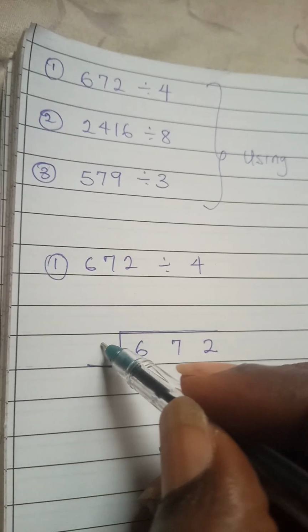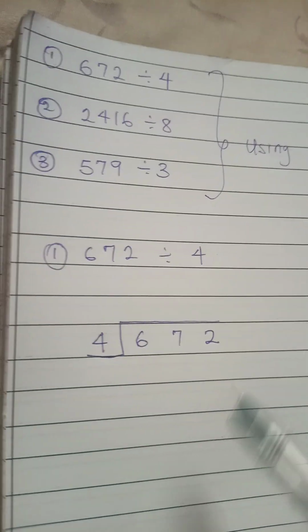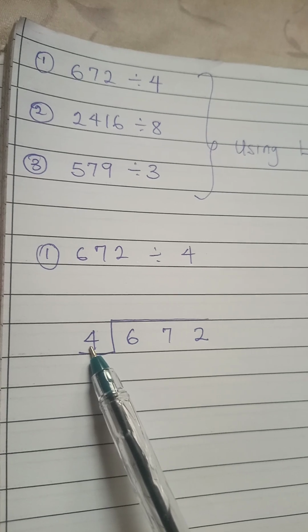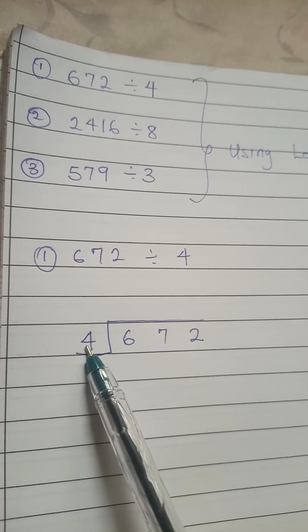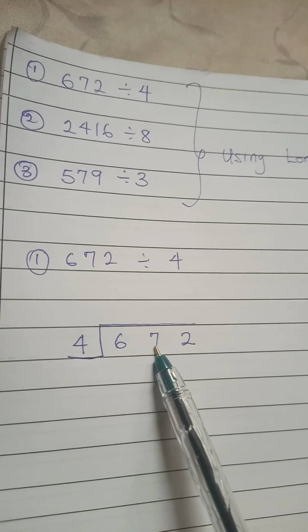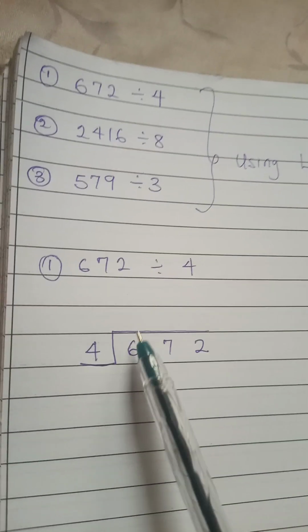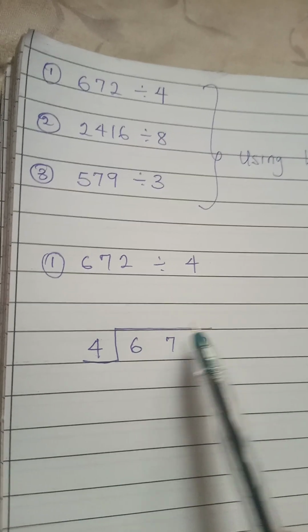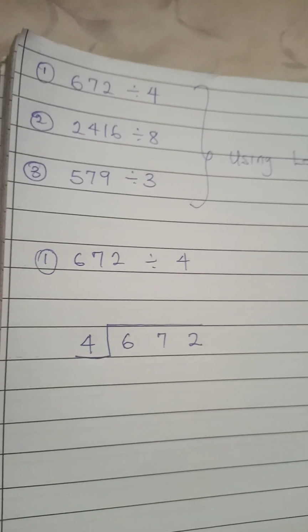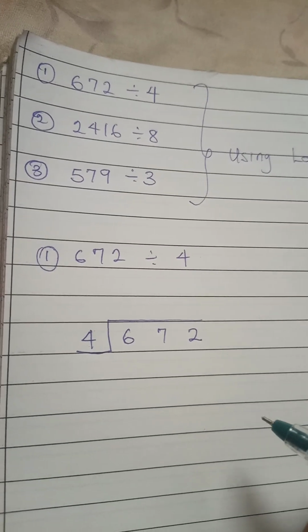Now we are dividing by 4. We have said this is what? I want you to say it. This is what? Yes, divisor. This is what? Yes, dividend. And the answer we are going to get is called what? Quotient. That is good.